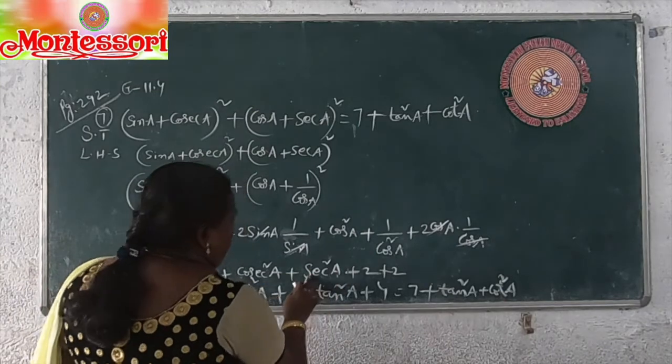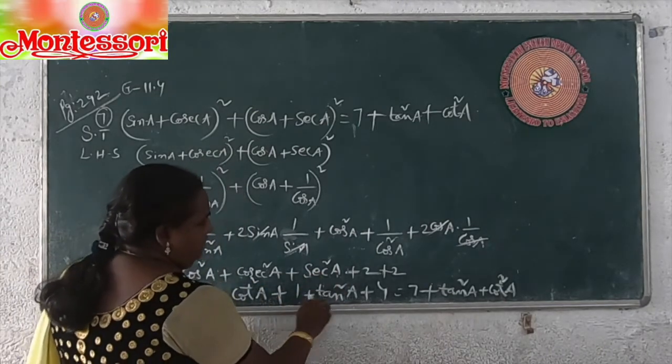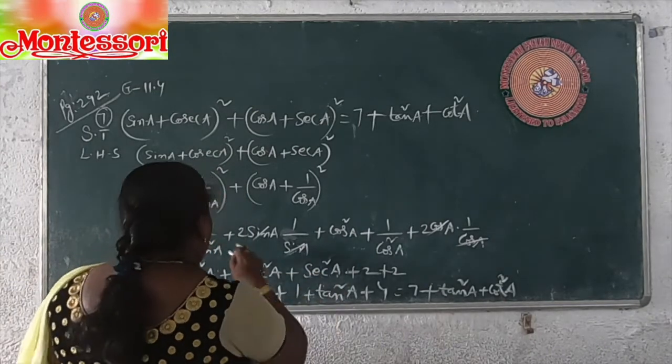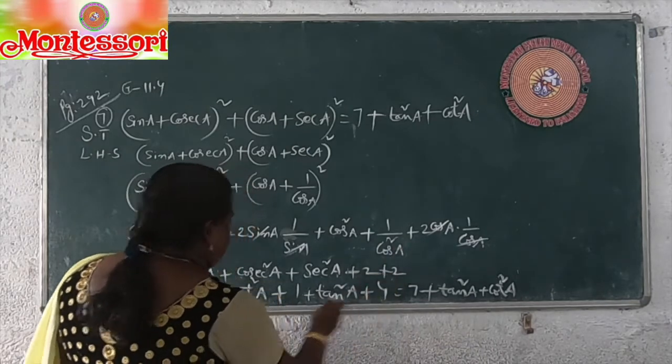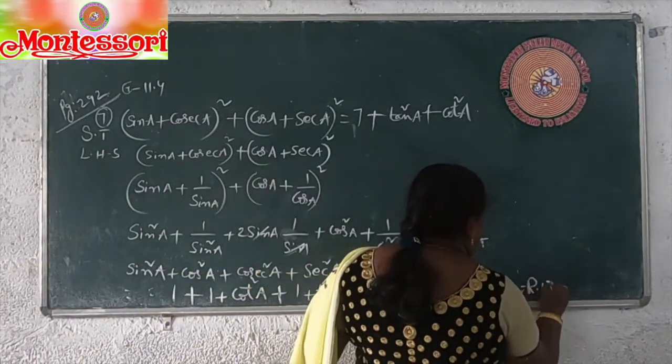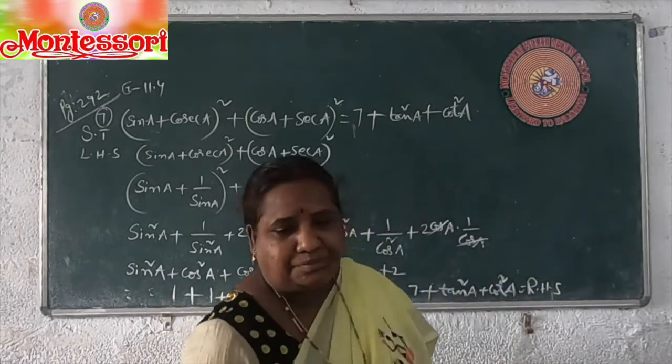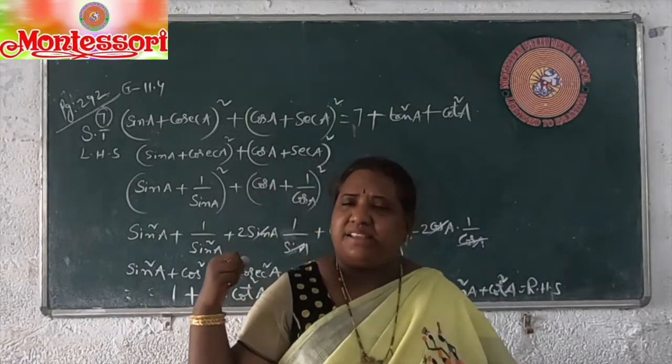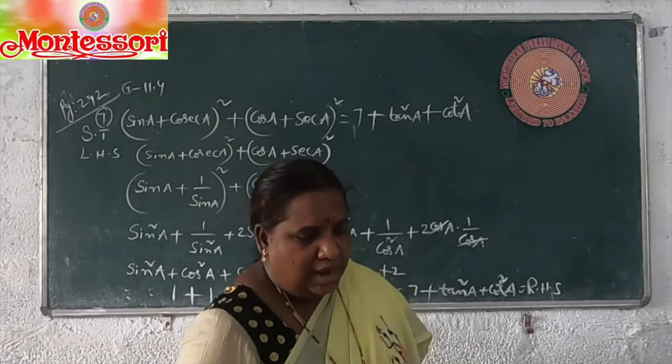1 by cos square A I wrote as sec square A. That I am writing as 1 plus tan square A. Here already 2 plus 2 is 4. So total is 7 plus tan square A plus cot square A. That is called RHS. So the sum is proved. So basing on the identities, we solved this sum. Now we will go to 9th sum.